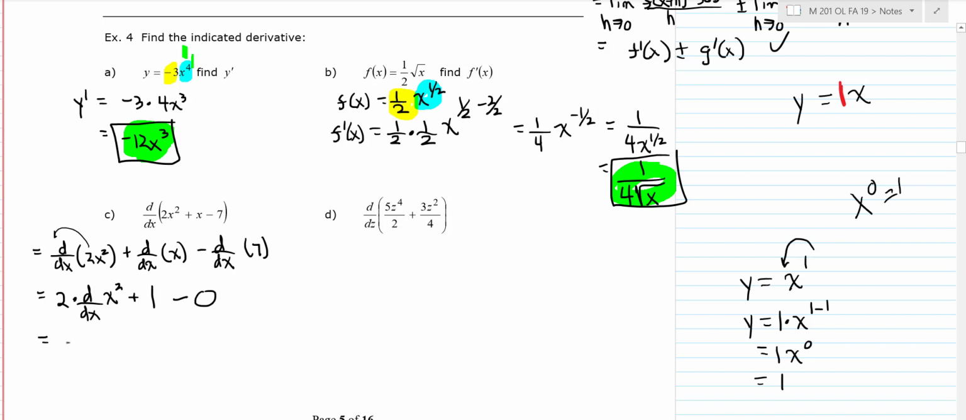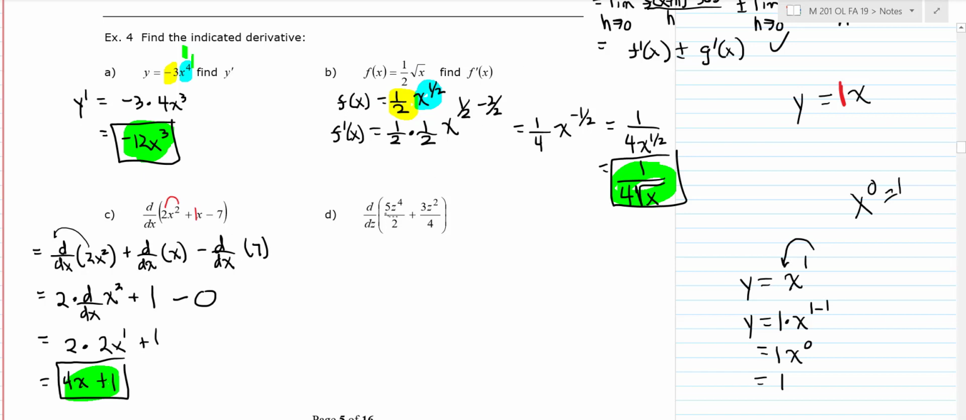So you would actually have as your answer 2 times, we have to do the derivative of x to the second. So the derivative of x to the second is 2x to the first, plus 1. So your answer to this problem would be 4x plus 1. You will begin to do this problem in your head. You're not going to have to write these steps out. What you're going to end up doing is just, okay, power rule. 2 times 2 is 4, 4x to the first. Derivative of x is 1, derivative of 7 is 0, so you'll be doing that kind of problem mostly just in your head, okay? But we're demonstrating the properties right now.